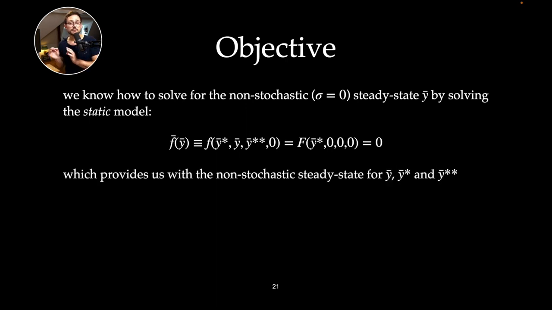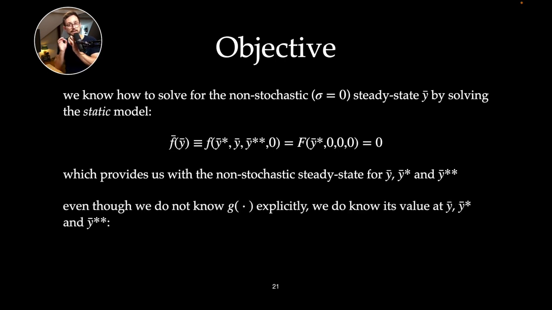So here I can compute basically y bar star, y bar double star, because those are just groups of that variable. Now, the interesting thing is that even though I have no idea how g looks like, I do not have this function explicitly, I do know this one value of this function. Whenever I evaluate this g function at the non-stochastic steady state, I'm staying in the steady state. So there's nothing happening, okay? So this is the idea of the non-stochastic steady state.